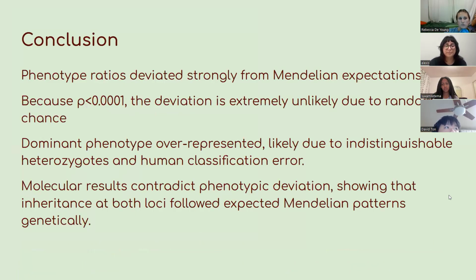As far as our conclusions go, our phenotype ratios deviated strongly from Mendelian expectations. Because the p-value was so low, the deviation was extremely unlikely due to random chance. The dominant phenotypes were overrepresented. This was likely due to indistinguishable heterozygotes or human classification error. Our molecular results contradicted the phenotypic deviations, showing that the inheritance at both loci followed expected Mendelian patterns genetically.